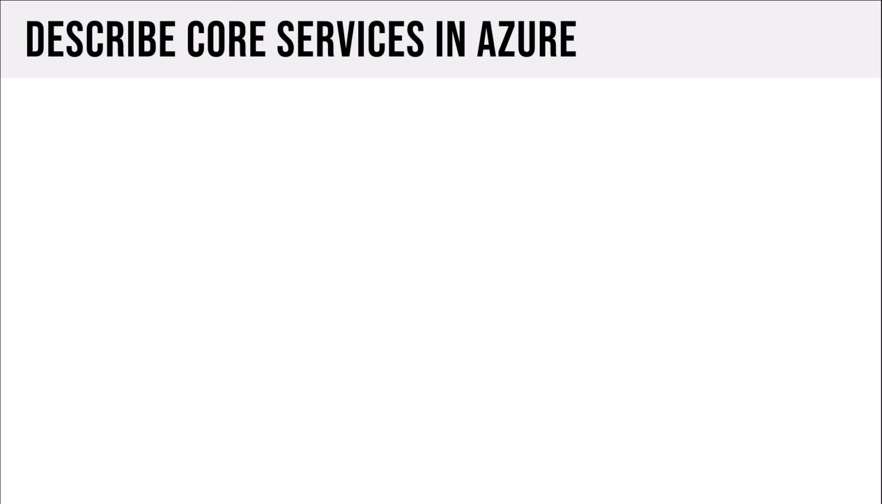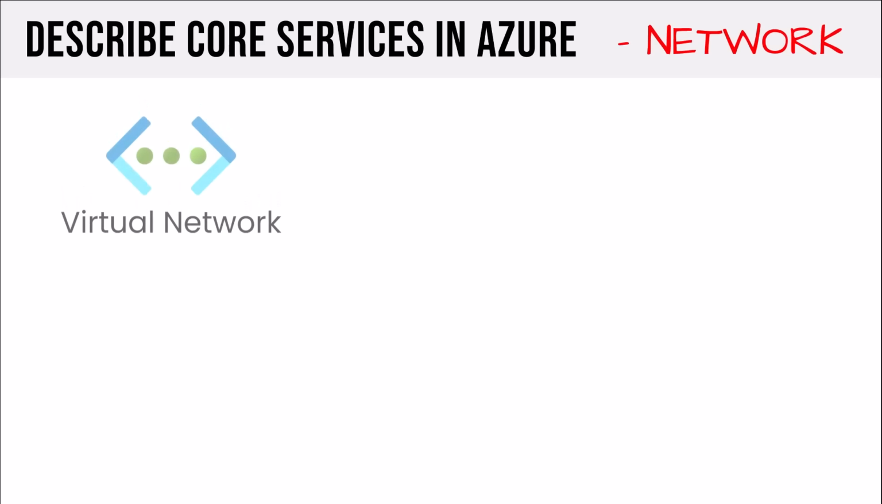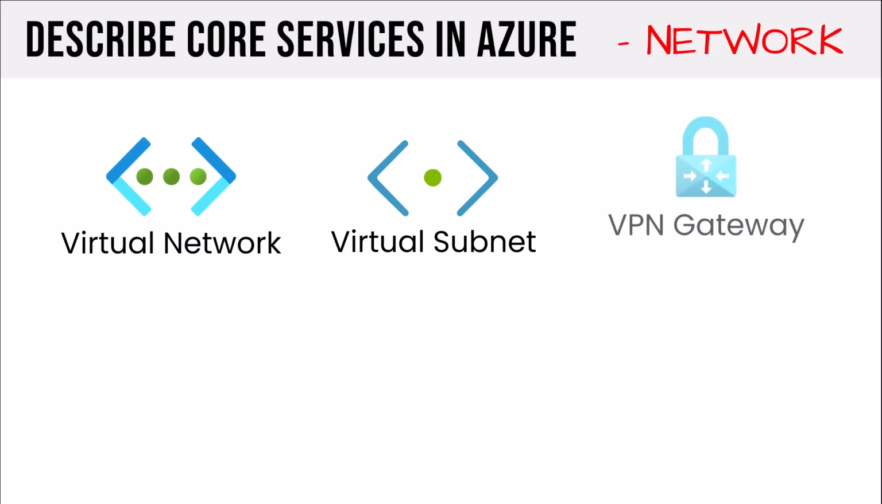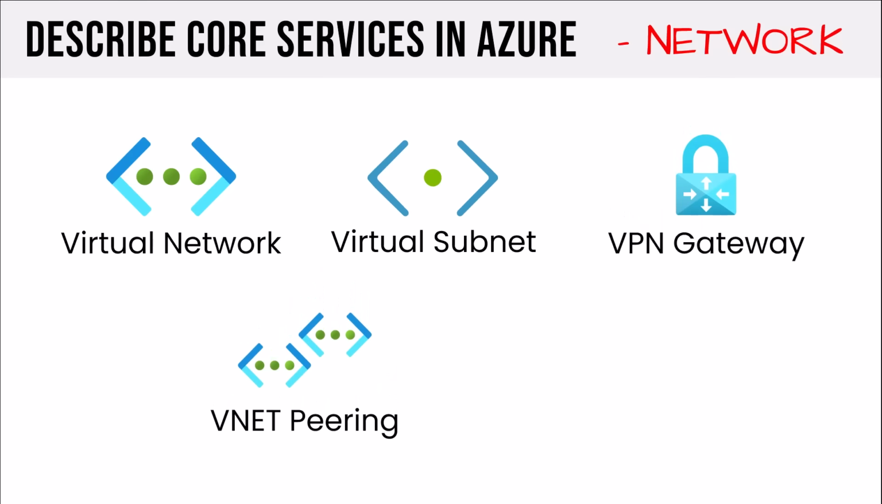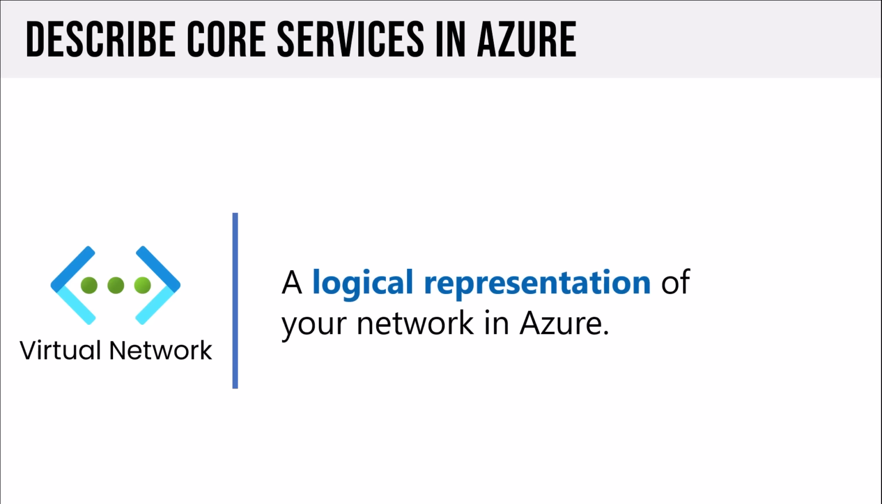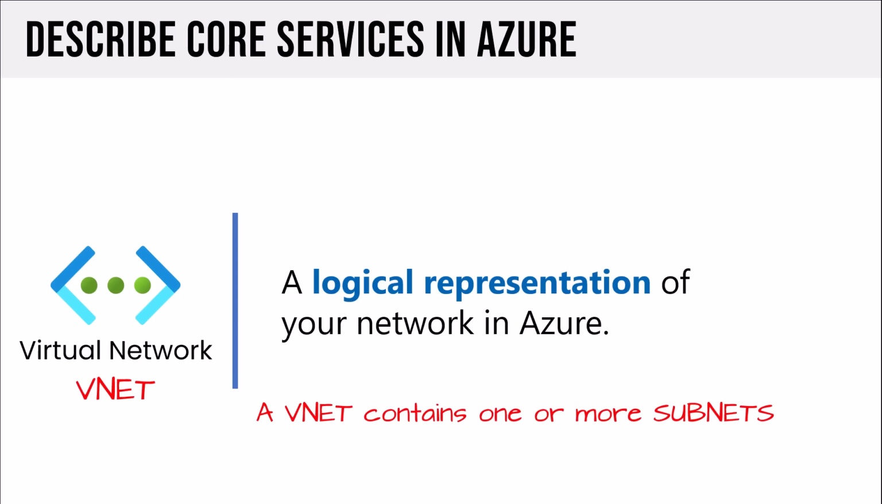Moving on, we're going to talk about networking related services on Azure. We'll talk about virtual networks, virtual subnets, the VPN gateway, VNet peering, and ExpressRoute. Let's talk about each of these components individually, beginning with the virtual network, which is a logical representation of your network in Azure. You'll often hear a virtual network simply called a VNet, and a VNet contains one or more subnets. Now, in case you get bogged down as we go through all of these related components, I'm going to try to visualize these for you at the end to help bring them all together so you can keep them straight in your head for the exam.